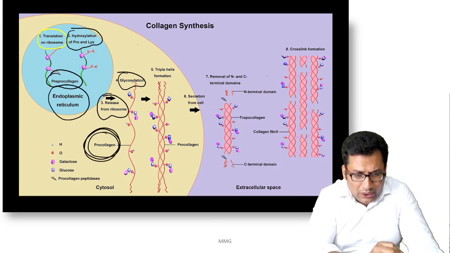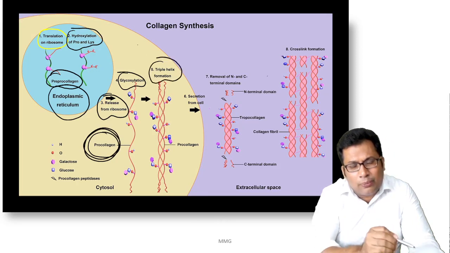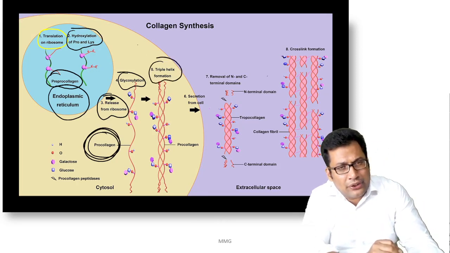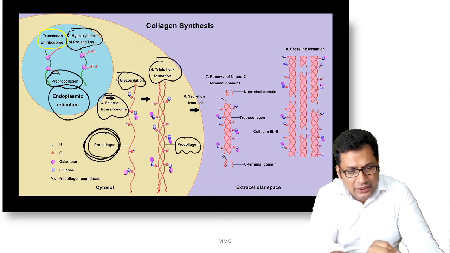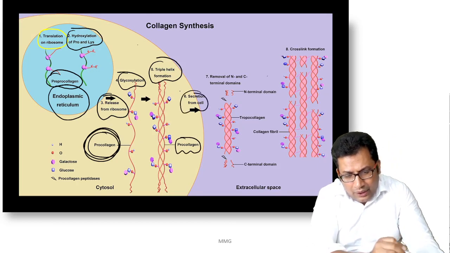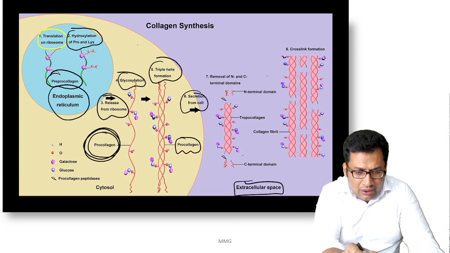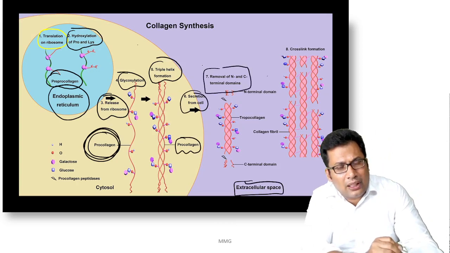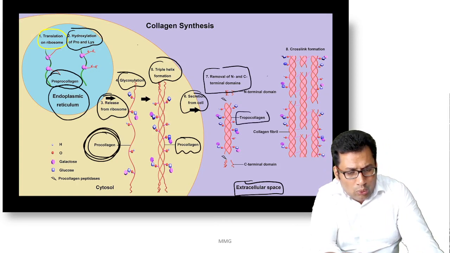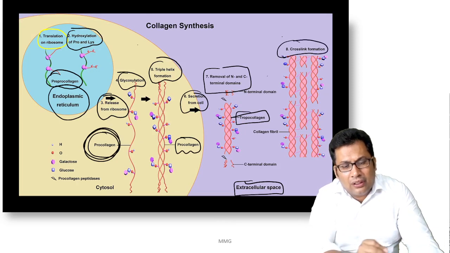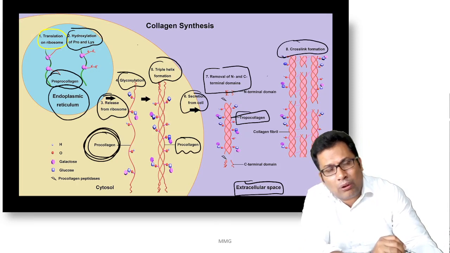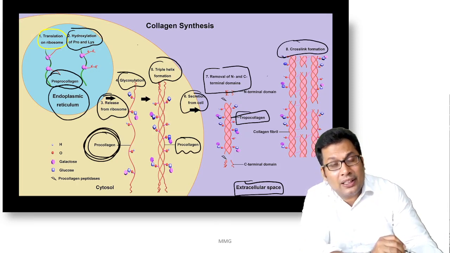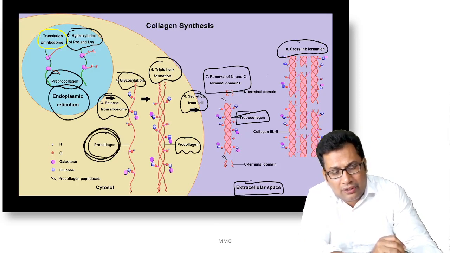in the cytosol. Then there is triple helix formation, that is an alpha helix. Then procollagen is secreted from the cell, and in the extracellular space, the removal of N and C terminal domains makes it tropocollagen. Then there is cross-link formation that forms the collagen fibril. So: pre-procollagen, procollagen, tropocollagen, and finally cross-link formation forming collagen fibril.